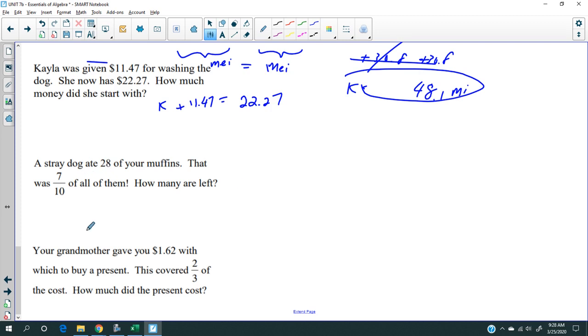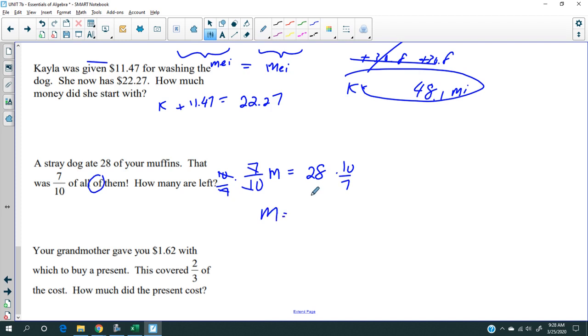So think about this. What's the keyword here? What keyword will tell you what operation to use? Yeah, of. 7/10 of all your muffins equates to 28 of your muffins. And then you solve it now. Real quick, how do you solve it? Right, like this. That's why we did the do now today.